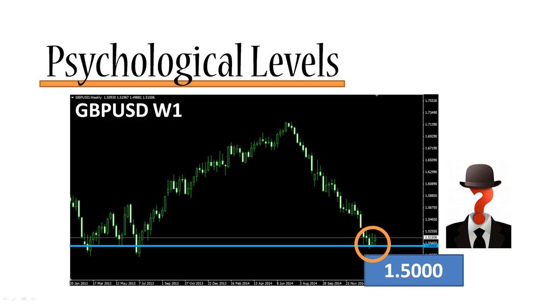In this particular case, you can see that the psychological level is also a historical level. And that's quite common with psychological levels, because they tend to be very significant throughout history. Back in January to July 2013, the price tested this psychological level three times. As you can see, it was unable to cross it, and that's when a massive impulse happened and the price went upwards and reached somewhere around 1.7 American dollars per British pound. Now it's back here at 1.5000, and everybody's waiting to see what will happen.